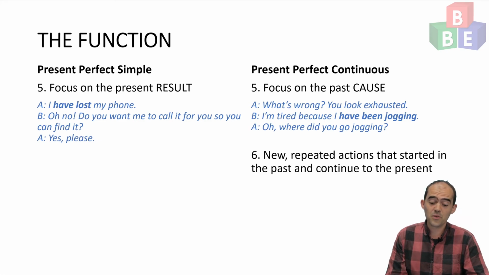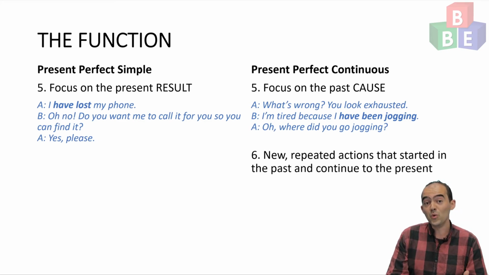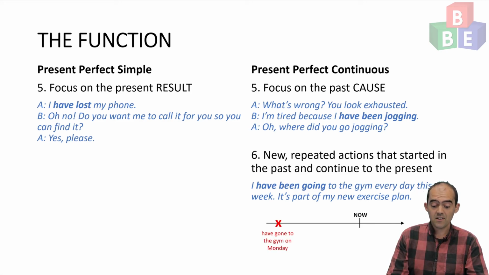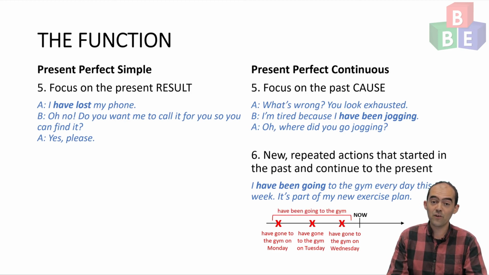We can also use the present perfect continuous to talk about new repeated actions that started in the past and continue to the present. For example, I have been going to the gym every day this week. It's part of my new exercise plan. It's a new repeated action. So if today is Thursday, on Monday, I went to the gym. On Tuesday, I went to the gym. On Wednesday, I went to the gym. Together, I have been going to the gym every day this week. It's my new exercise plan.